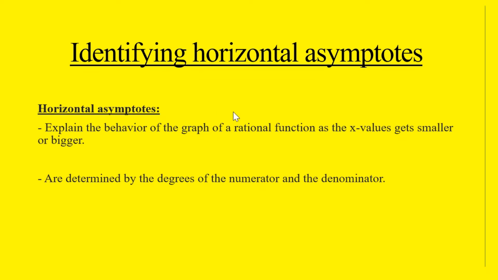Now, let's take a look at how to identify horizontal asymptotes. When we speak of horizontal asymptotes, they explain the end behavior of graphs of rational functions as the x values get smaller and bigger. So as x goes to negative infinity or positive infinity, that's going to help us explain a little bit about the behavior of the graph of rational functions. And then horizontal asymptotes are determined by the degrees of the numerator and the denominator of your rational function.